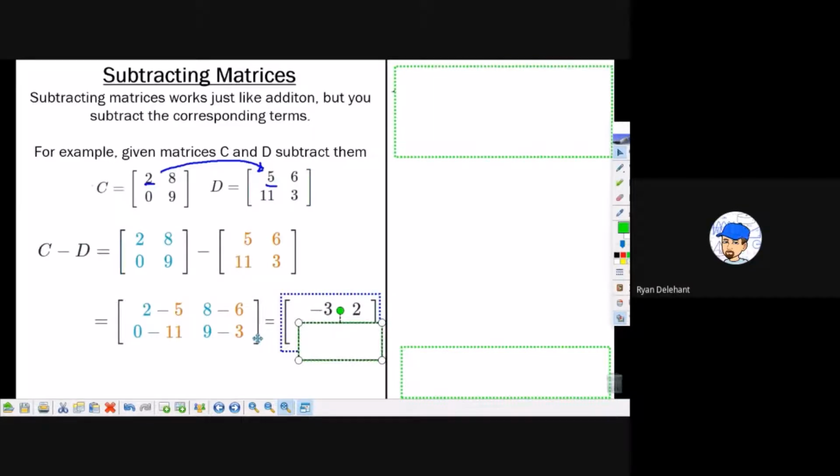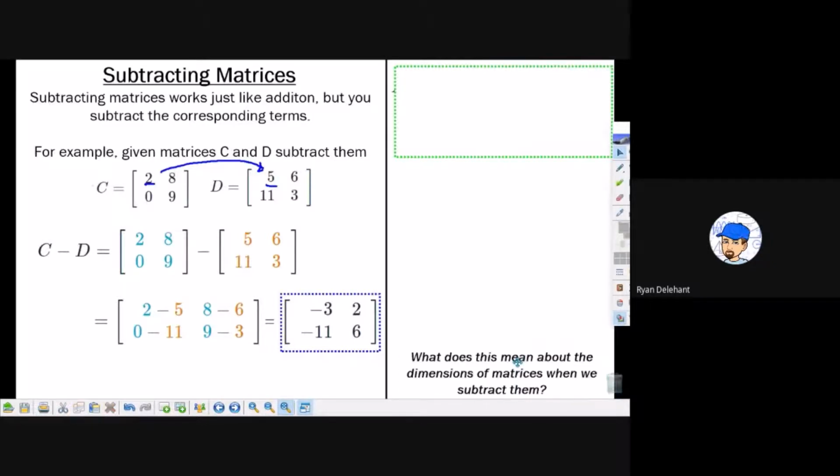0 minus 11. Negative 11. And 9 minus 3 is 6. So it works the same way as addition, but you're going to subtract the elements this time instead of adding them.